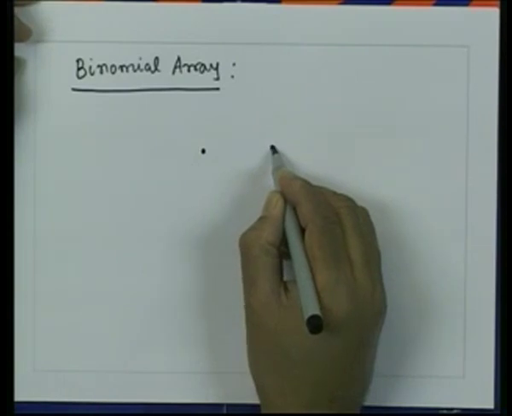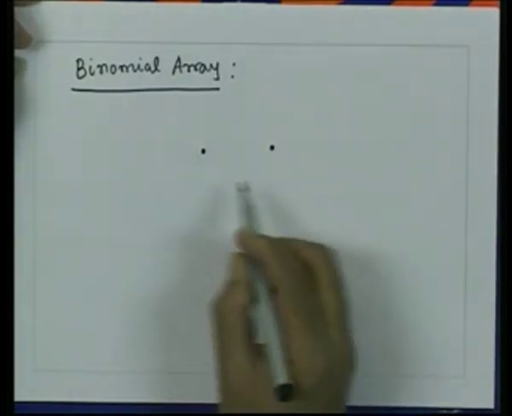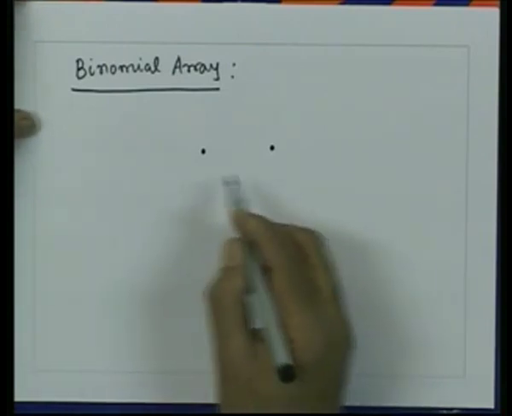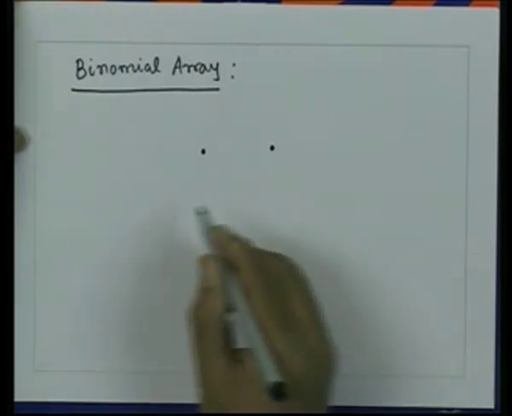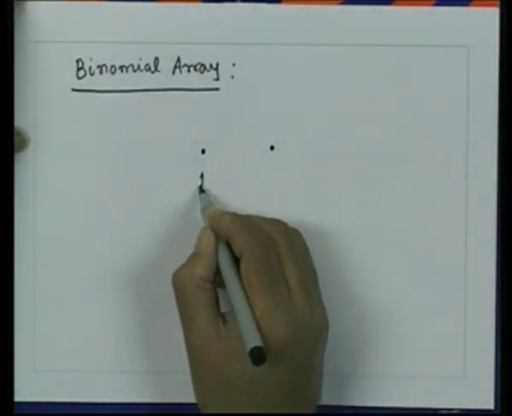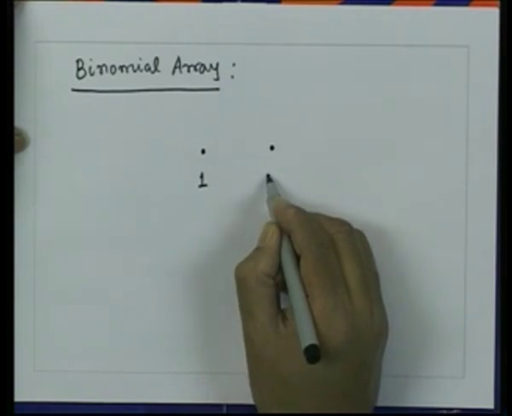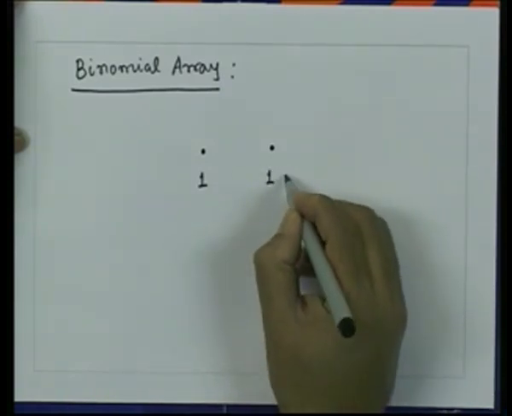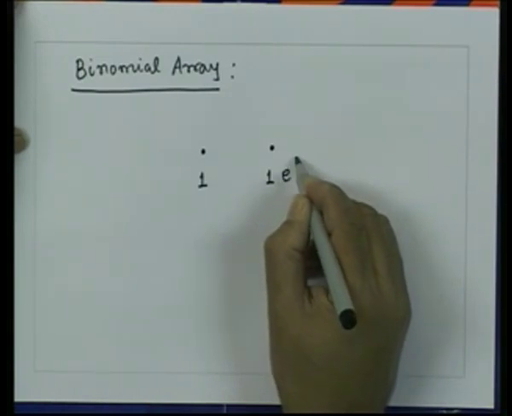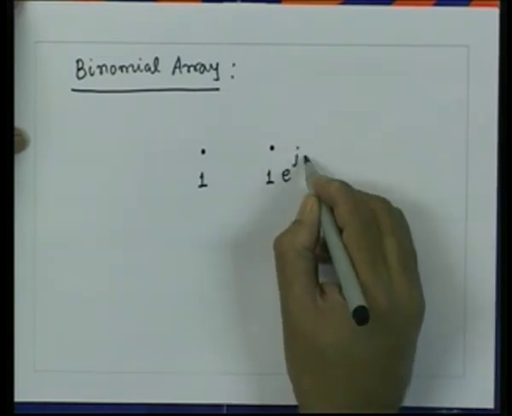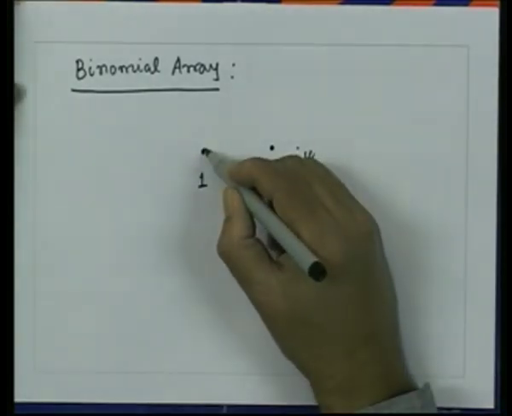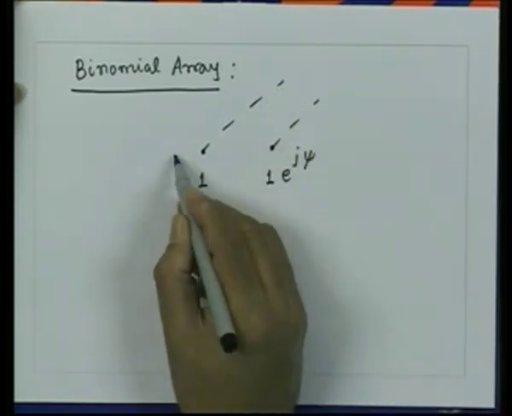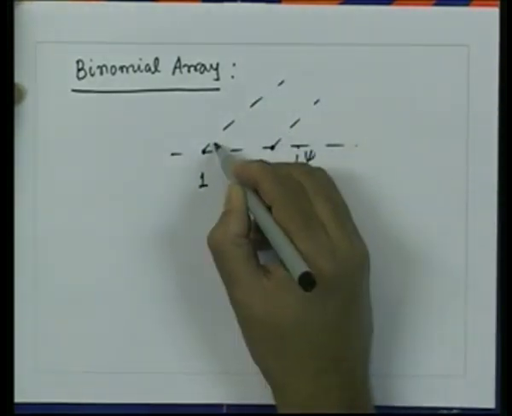Let us consider a 2-element array to start with, and as we have seen, the radiation pattern for this can be given in terms of the z which we defined as a complex parameter last time. So, this one has amplitude 1 and this one also has, let us say, amplitude 1, and it has a phase psi. So, it is e to the power j psi, where psi is beta d cos phi. The angle phi is measured from the axis of the array.